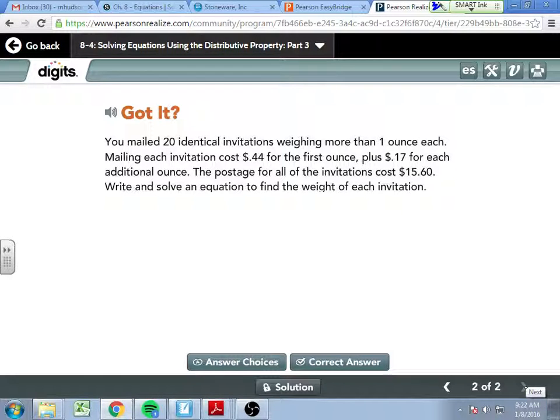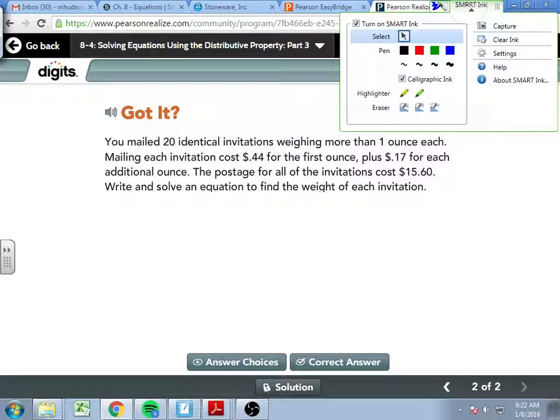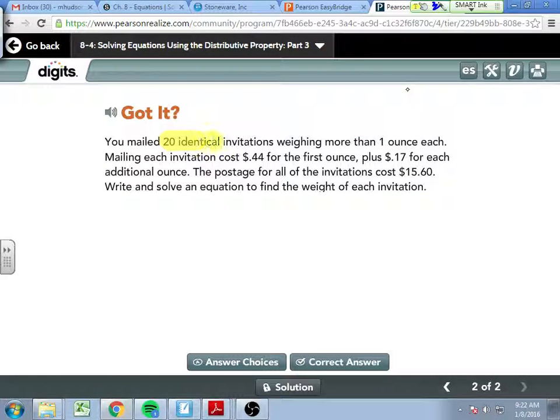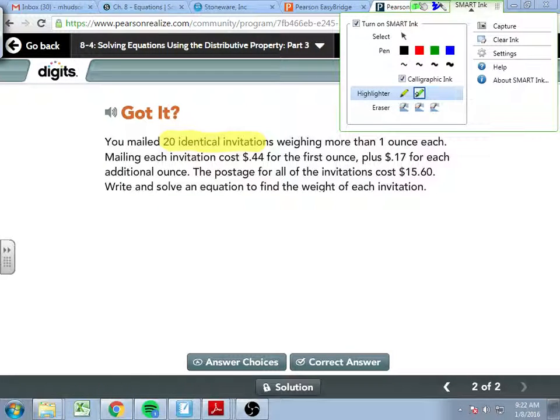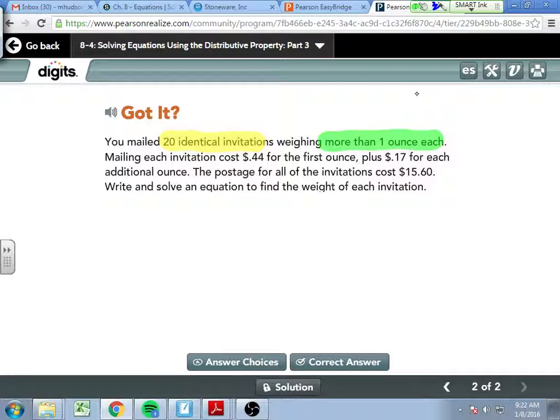Yeah. So we know that we have 20 invitations. That's important. I would highlight that. They all weigh more than 1 ounce. That's important. I would highlight that. We know that the first ounce is 44 cents, and every ounce after that is 17 cents. So again, the first one costs more than every one after that. Kind of like the boat problem that we had, where the first hour was more expensive than every hour after that.